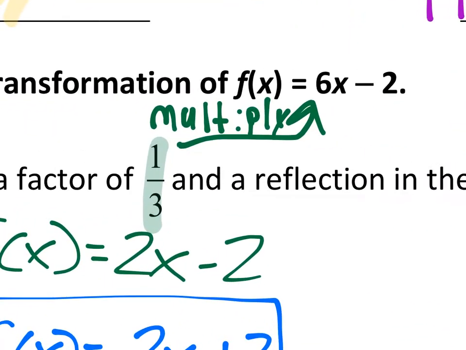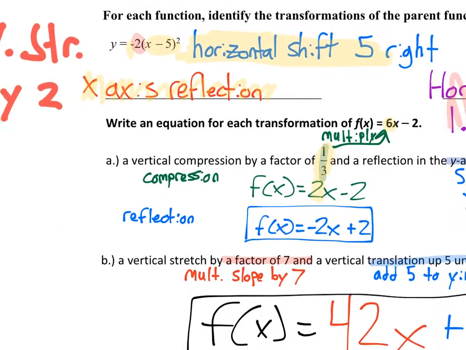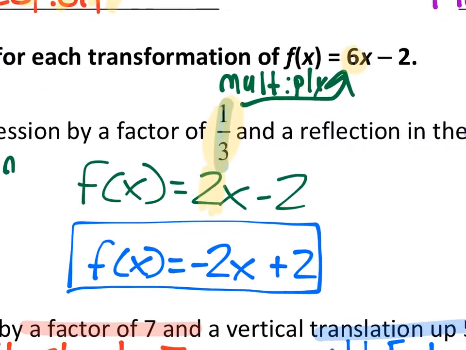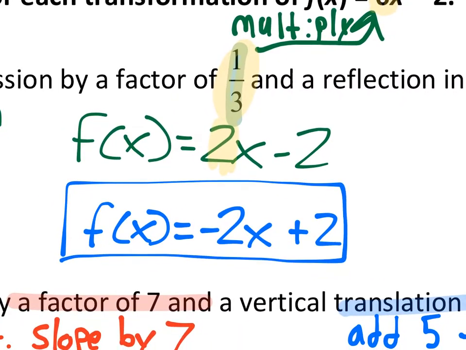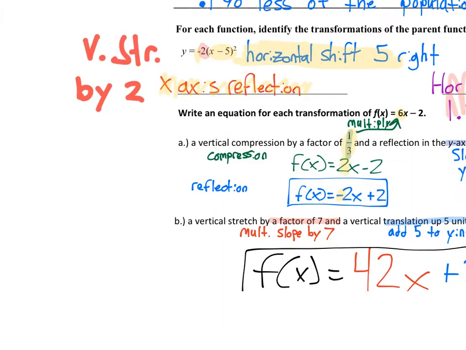So here's what we do. We multiply the 6 by the compression factor to get the 2. And then they wanted a reflection in the y-axis. So notice how I only put a negative with the 2.